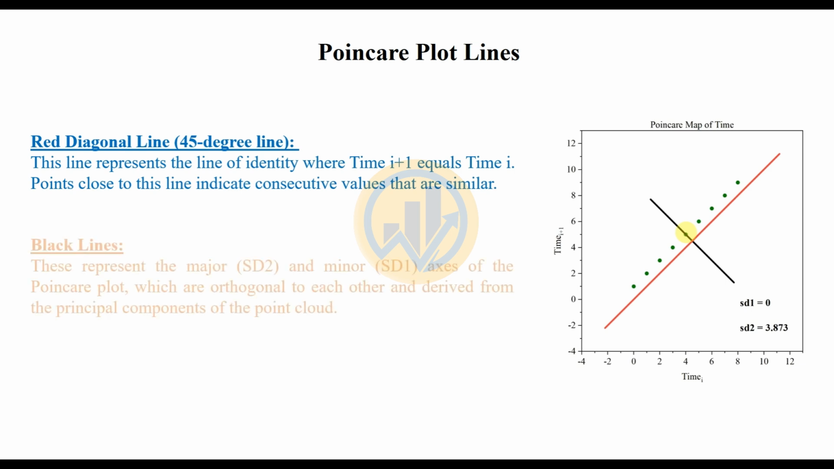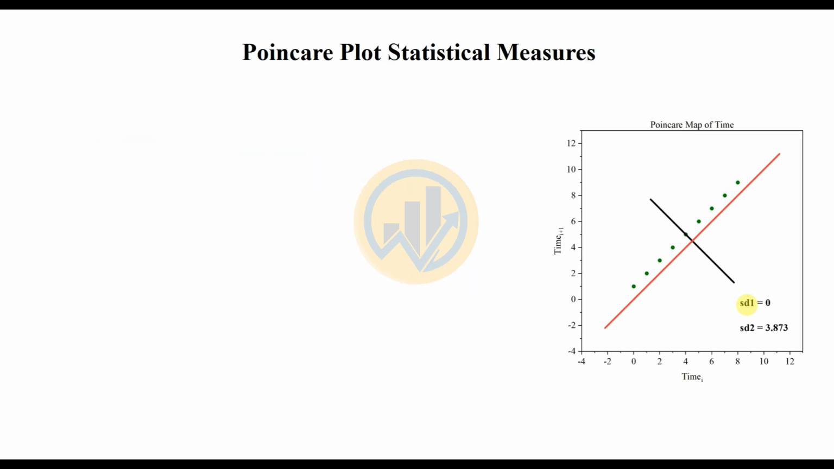Next, the black lines. Those represent the major axis, standard deviation 2, and the minor axis, standard deviation 1, of the Poincare plot, which are orthogonal to each other and derived from the principal components of the point cloud. Next, the statistical measurements of the Poincare plot.